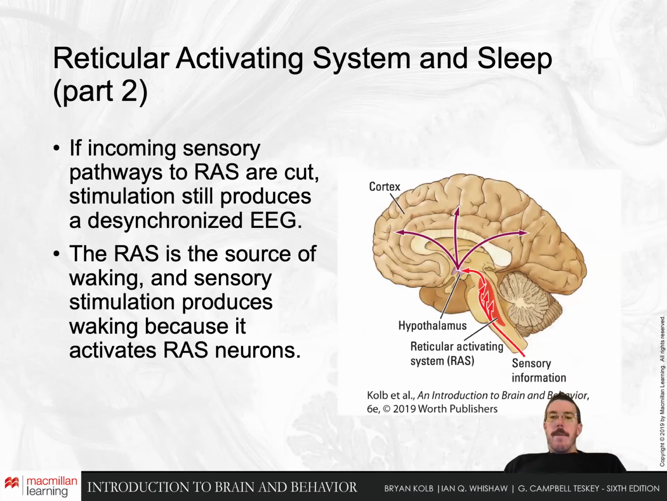If you cut the incoming sensory pathways to the reticular activating system, it still produces the desynchronization of the EEG. And so the incoming sensory stimuli activate the cortex through this reticular activating system.